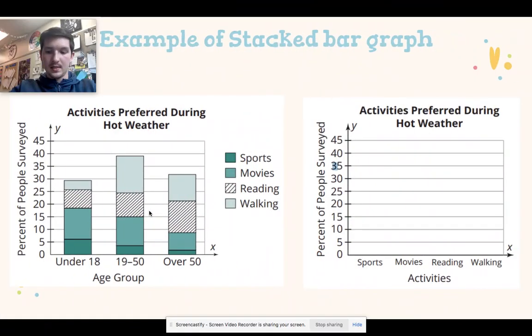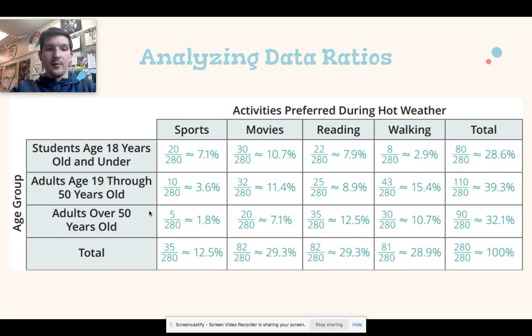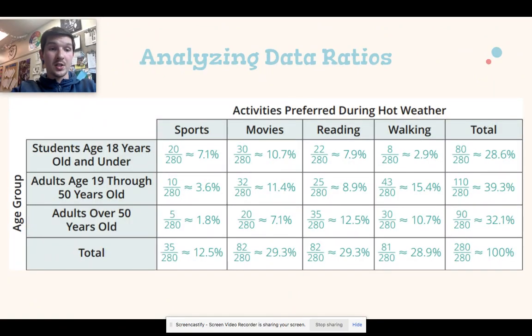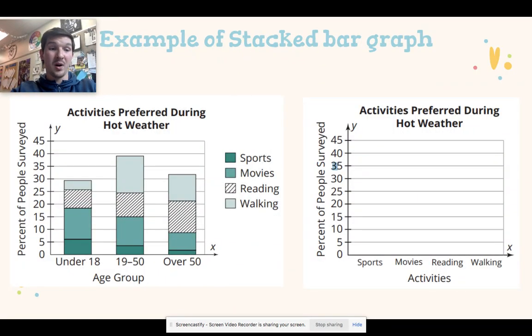I just went across and said, okay, for under 18, 7.1% of that population enjoyed sports. So I just drew up to the 7.1 line. And you're just going to continue going. And you can check your work too by saying, okay, 7.1 plus 10.7 plus 7.9 plus 2.9 should equal 28.6. And so your bar should end up reaching 28.6.